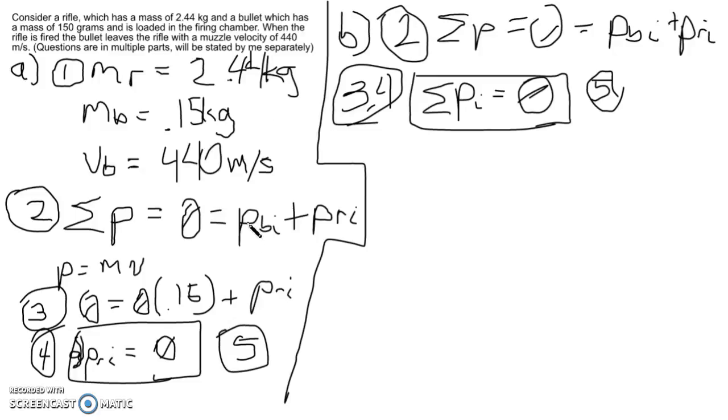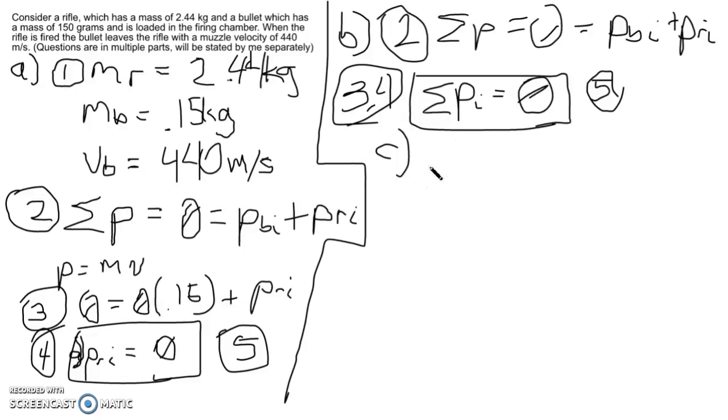Now let's move on to questions, and you can see these initial questions are quite easy. So C, what is C? What will be the momentum of the bullet immediately after the rifle is fired? So here we actually have to do something.